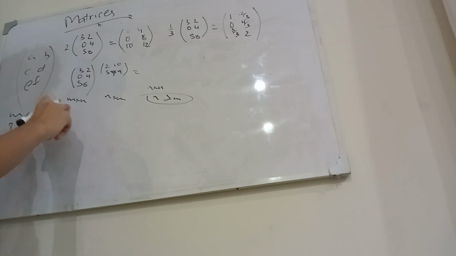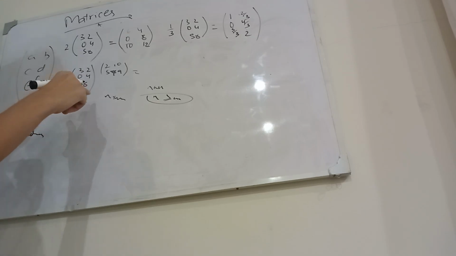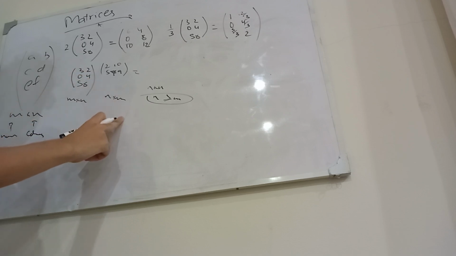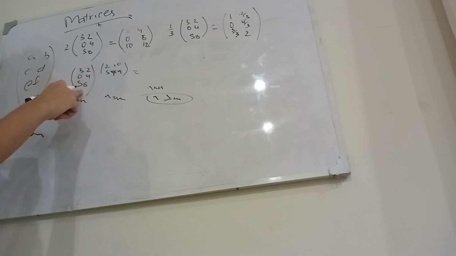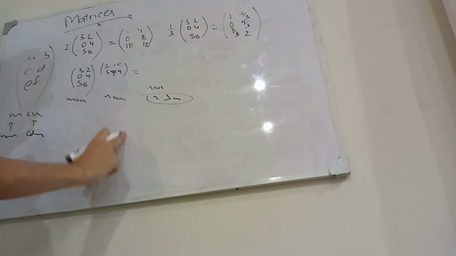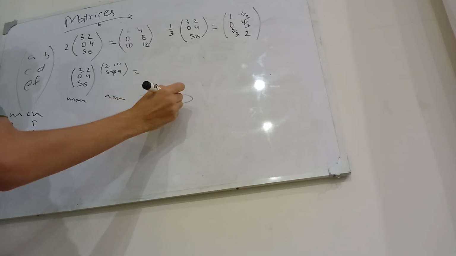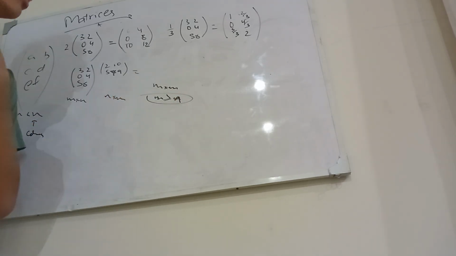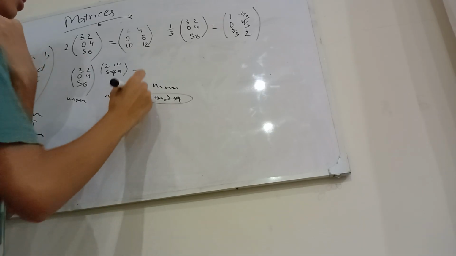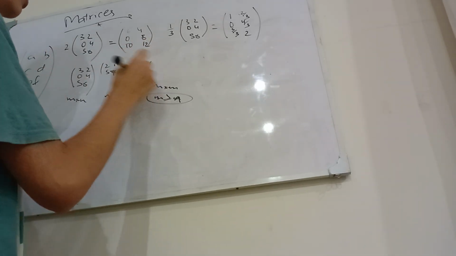Wait a second. This is an m by n matrix. The number of rows is 3 and the number of columns is 2. Sorry, the number of rows is 3 in this one, and the number of columns is 3. So this is an m by n matrix because we defined m as greater. So m is greater than n. I'll tell you what it was.